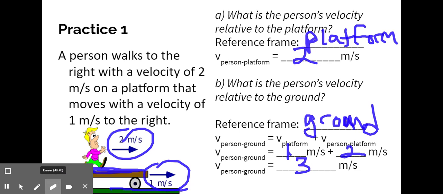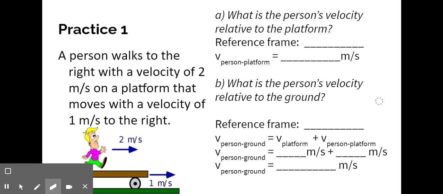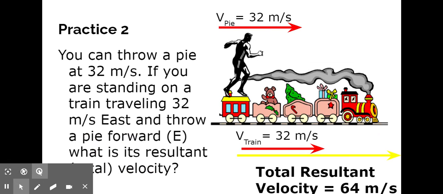Okay, so we're going to do some more examples, some more complicated ones to help you out here. Looking at practice 2, I want you to try this on your own before you watch the solution. So try it on your own first, please.